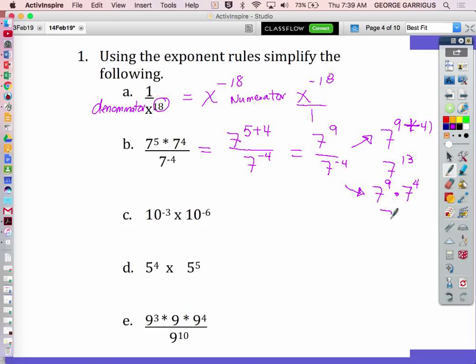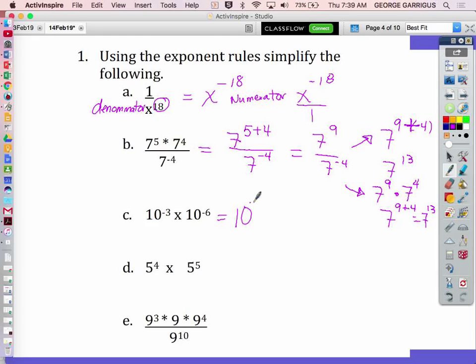And now I can add those together. 9 plus 4. And you have the same answer, 7 to the 13th power. That number is too large to evaluate using a calculator, so leave it simplified like that. These are the same base numbers. They're being multiplied, so what are we going to do with the exponents? We're going to add the exponents.